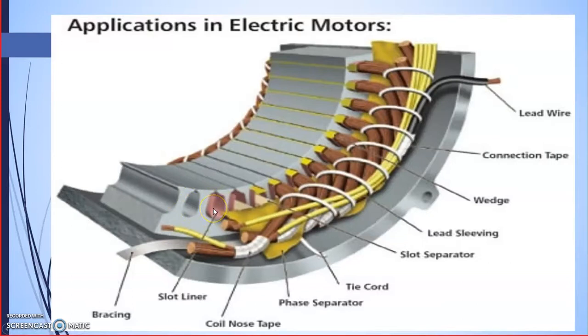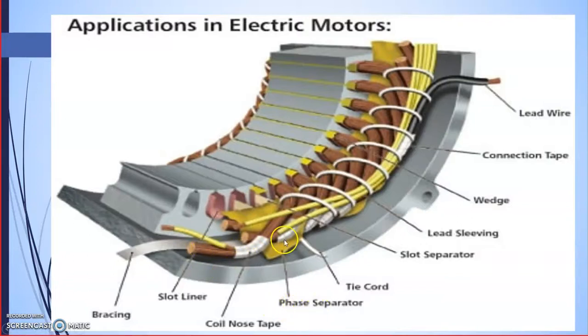Now we'll study what insulating material is used for the slot liner. Then the coil nose tape. If this is the coil and it is coming outside, then this is called the coil nose. And what will be the insulating material? Different tapes will be used. You can wind the tape, because now see, this is touching this material. So coil nose tape is used.